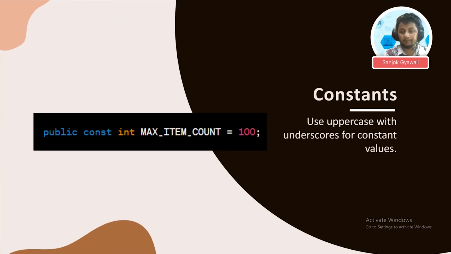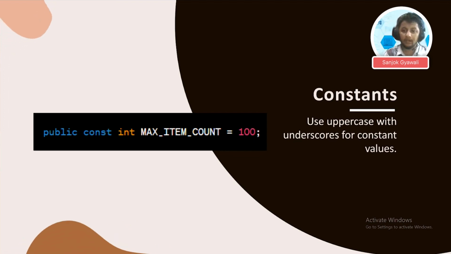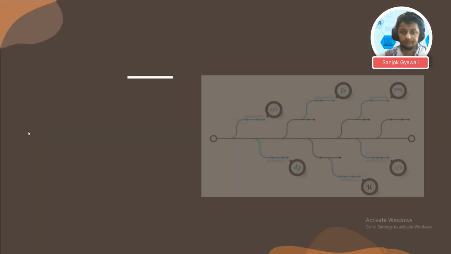Okay, we use uppercase with underscores for constant values. If you can see MAX_ITEM_COUNT, the underscore separates the different words, and we use capital letters for all those names. This is the most proper way of making constants so that every API will have a similar approach for retrieving constants and variables.